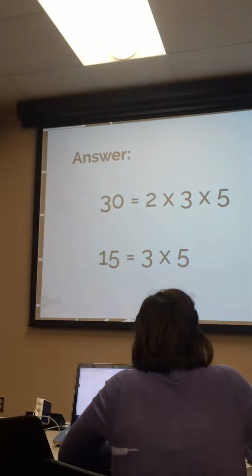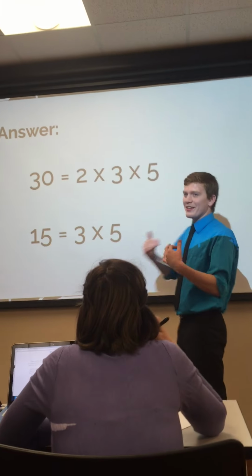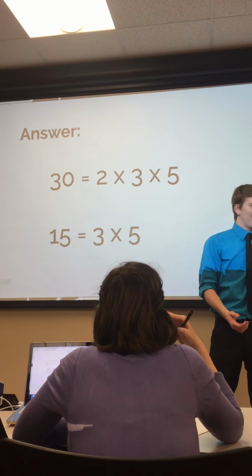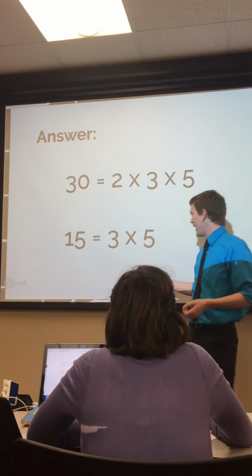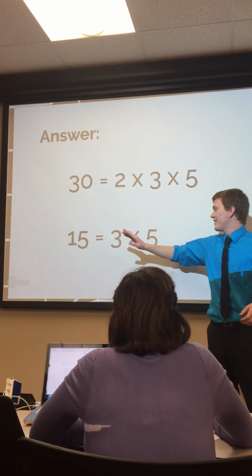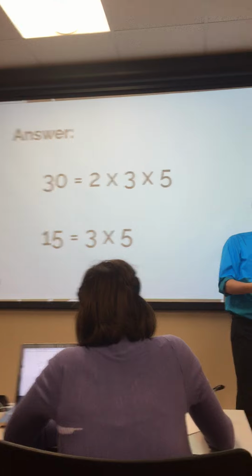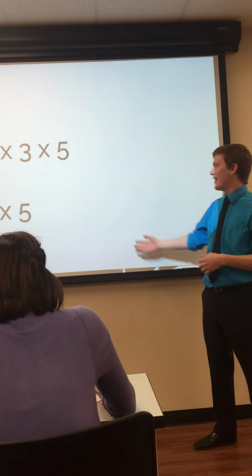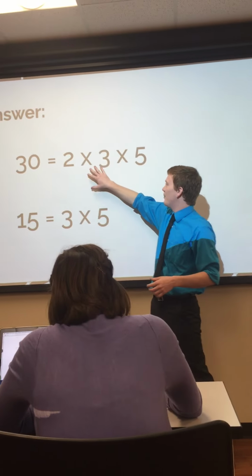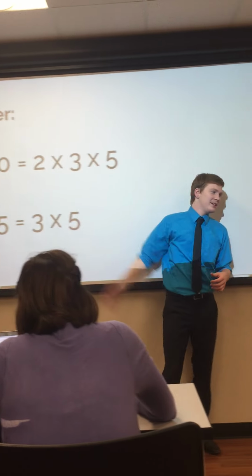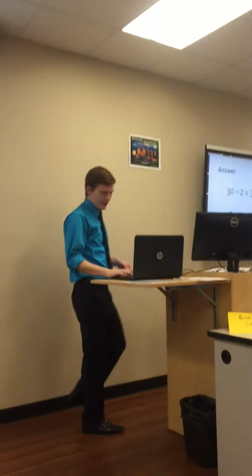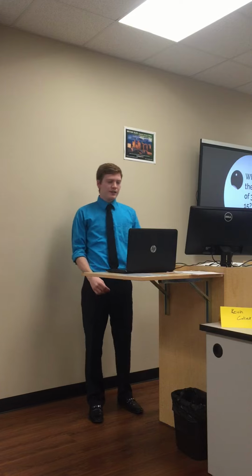So here's the prime factorization. It's pretty simple once you see it and understand the vocabulary. So the prime factorization of 15 is 3 and 5. 3 and 5 can't be broken down any farther than that. And then of course they make up 30, so you just multiply by 2. Next question. This is the final question.